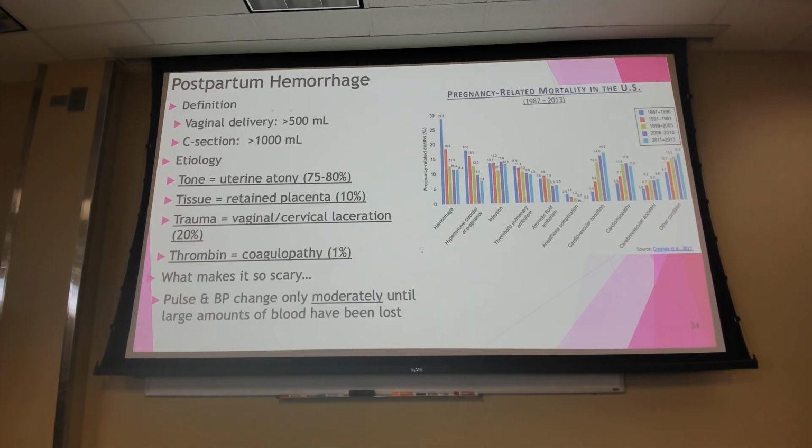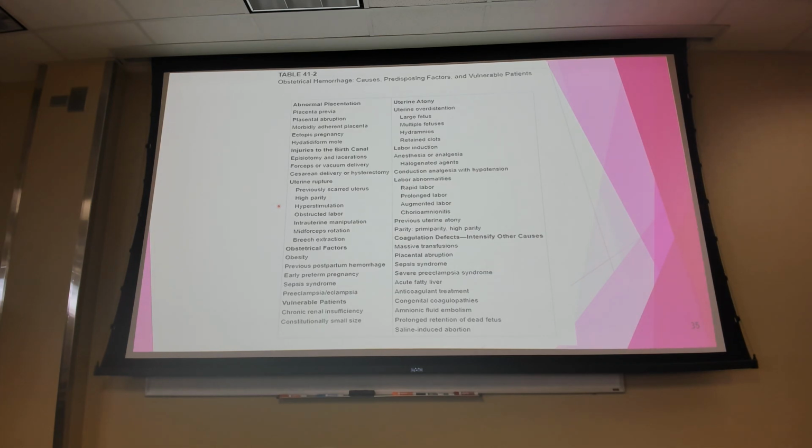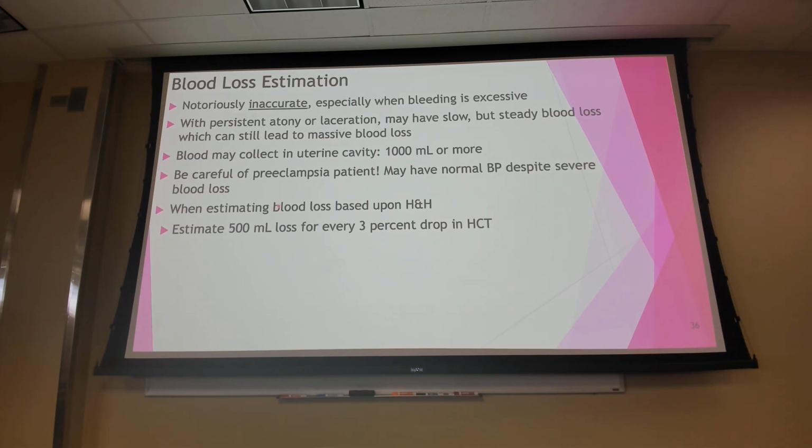No tone is one of the main causes of vaginal bleeding, the primary cause of postpartum hemorrhage. Okay, but the problem is we're not very good at estimating blood loss.